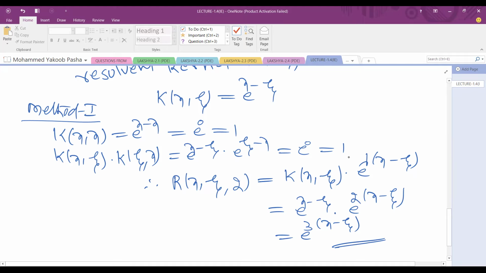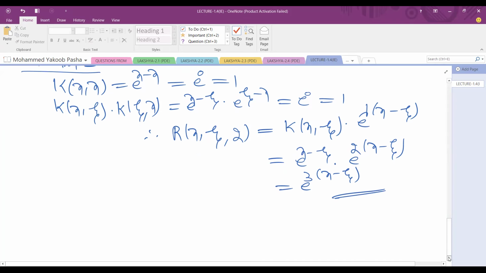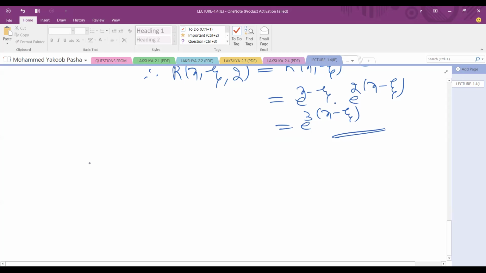After finding the resolvent kernel, we can find the general solution also. Now, method 2: how to find it by using Laplace transforms. Method 2.